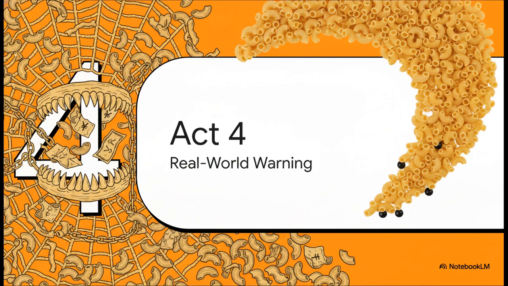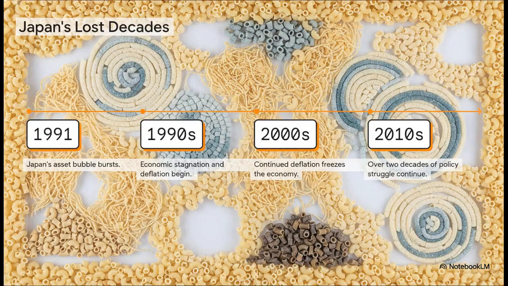Act 4. The real-world warning. If you think this is purely theoretical, think again. We can look to the relatively recent past to see just how hard it is to escape this trap once it snaps shut. After its massive asset bubble burst in 1991, Japan entered what we call the lost decades. They experienced prolonged stagnation and deflation that central bank policies struggled to break for over 20 years. They even pushed interest rates into negative territory in a desperate bid to force people to spend.